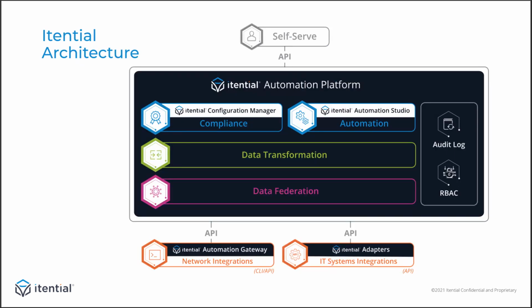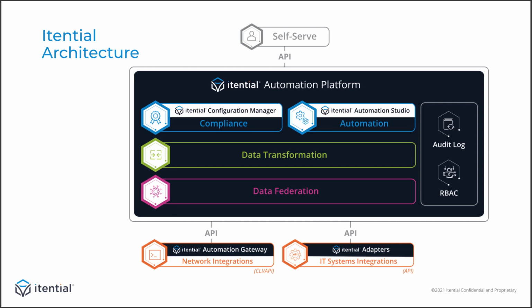And so if we step back and take a look at a 20,000, 30,000 foot view of the Itential architecture, I talked a little bit about self-serve, and that's a key component. At the very top, you see the ability to, whatever work you do and whatever applications you're working with in the platform, ultimately, those things can be available through an API and a self-service methodology.